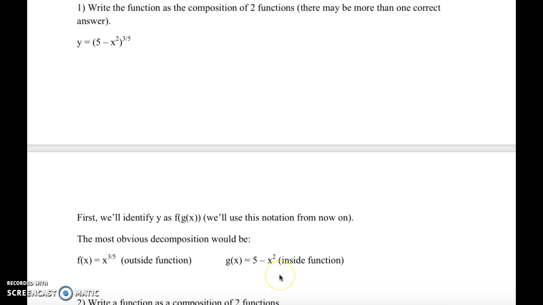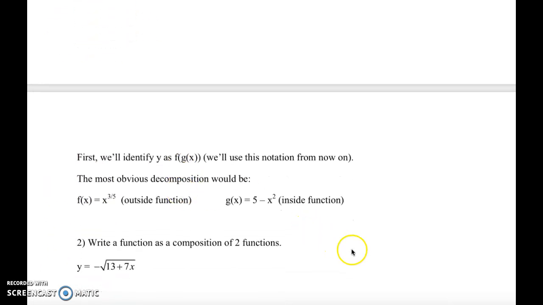They are reversible, but just make sure that if you're identifying f of g of x, remember we want the inside to be that g of x that's getting plugged in, so that it follows what we're given. Right? And then if we want to look at this function, we have the negative square root of 3 plus 7x.